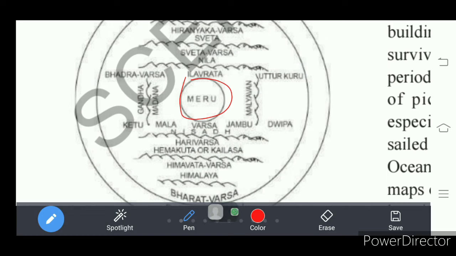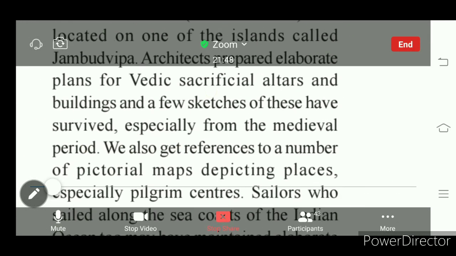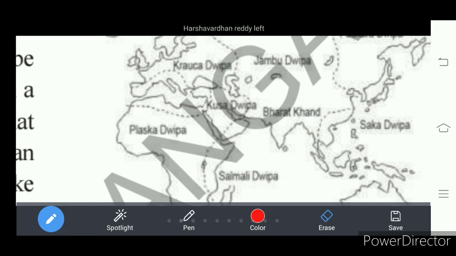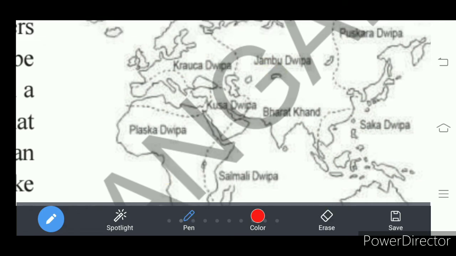India is located on one of the islands called Jambudvipa. What is that? Jambudvipa. I'll show you where Jambudvipa is. Look here. This is the map of India. Now look here. So this is Jambudvipa. So India is located on the island of Jambudvipa.